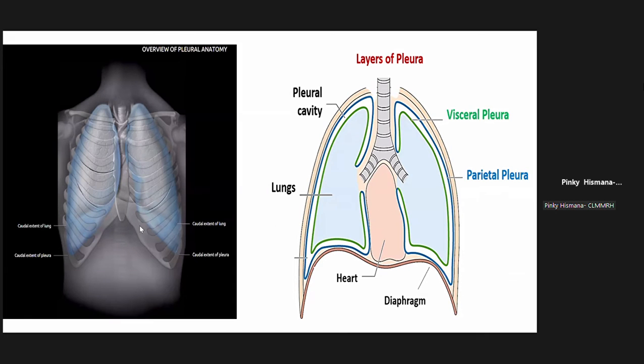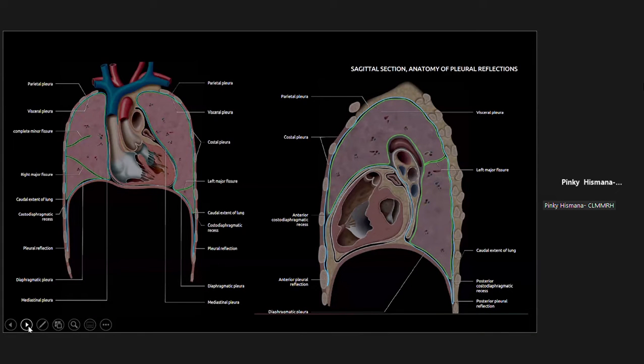Okay. There are actually quite a number of conditions wherein the pathology is within the potential space created between the visceral pleura and parietal pleura, and this potential space is what we call the pleural space, no? So this is actually your parenchyma. This is your lung parenchyma.